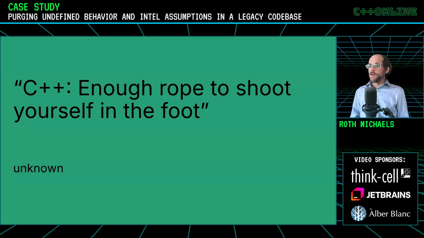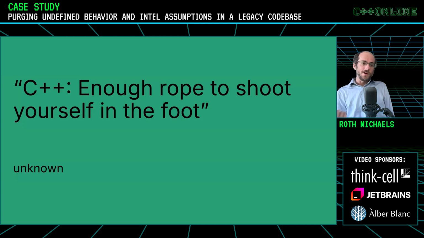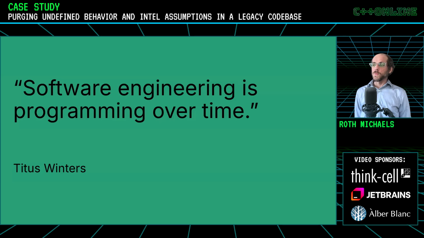But as I said, C++ is hard. I don't know where this quote came from, but C++ is enough rope to shoot yourself in the foot. And I think that's true. And it's not just the issue with undefined behavior that, oh, we made some bad mistake at the time. But I like this quote from Titus Winters that software engineering is programming over time. And some of the real world examples we'll get into later, the issue wasn't that somebody didn't know what they were doing and wrote some buggy code on its own, but something that was thought to be safe maybe when it was written 10 years ago, when reused in a different way, invoked undefined behavior that maybe was never invoked before.